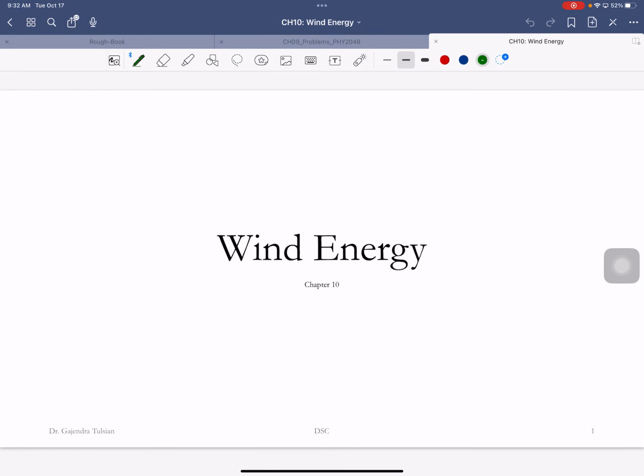All right. Today we'll talk about wind energy. What we're going to do is use moving air, that is wind, to produce electricity. So that's the goal.